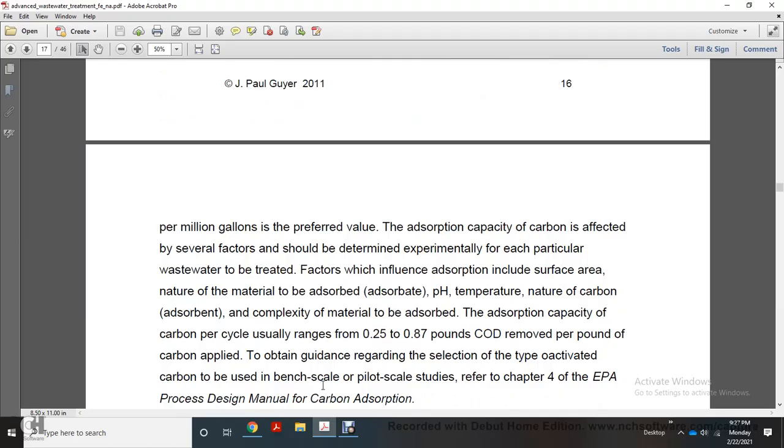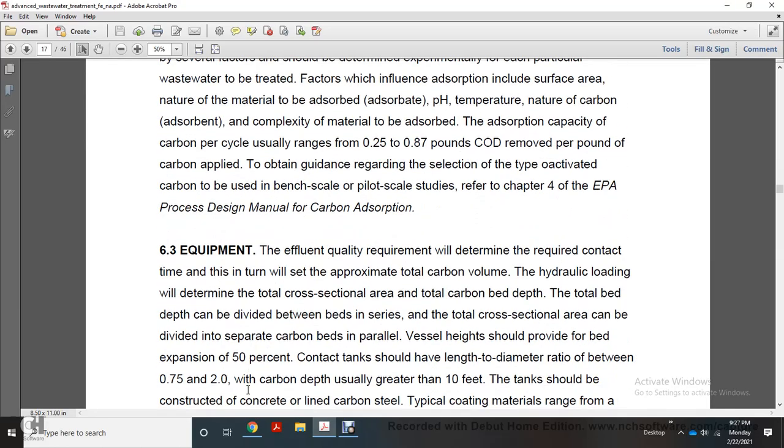Adsorption capacity usually ranges from 0.25 to 0.87 pounds COD removed per pound of carbon applied. To obtain guidance regarding the selection of the type of activated carbon to be used, use bench scale and pilot scale studies, and refer to Chapter 4 of the EPA Process Design Manual for Carbon Adsorption.